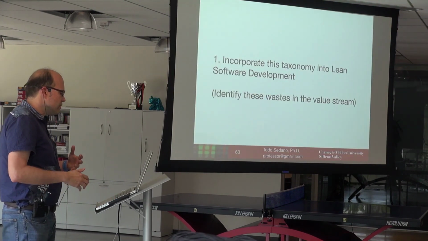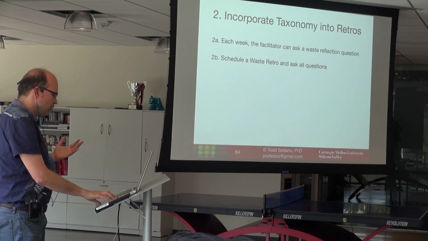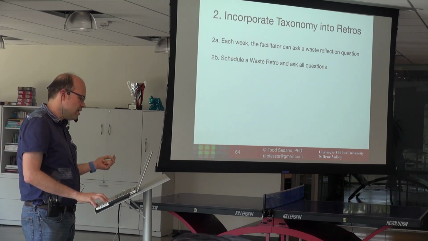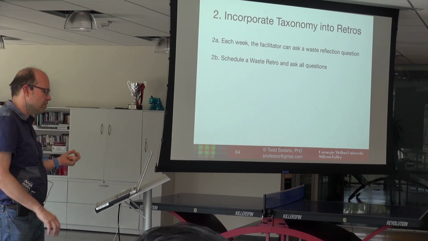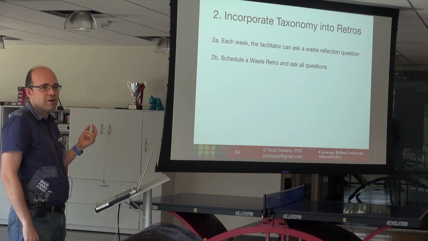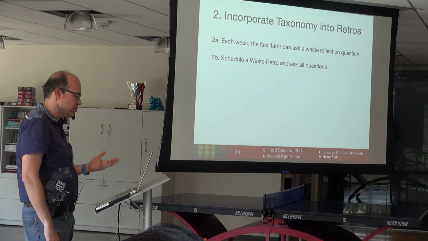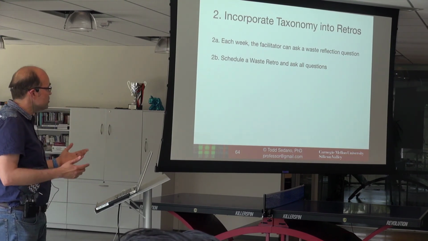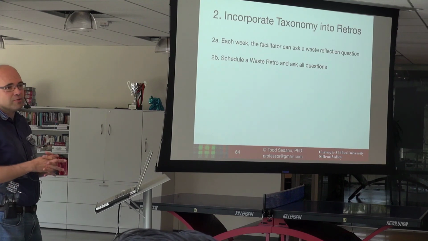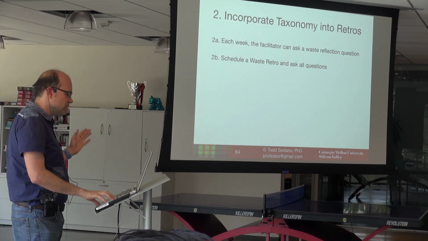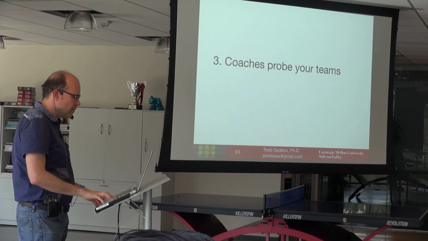So there's several ways we can look at incorporating the taxonomy into retros. One idea is that each week the facilitator can ask a waste reflection question, a question designed to have the audience pause and consider what is the waste that we're looking at for that week. The second is perhaps to schedule a waste retro to ask all the questions. That seems like a lot of work, so I want to focus mostly on 2A here.